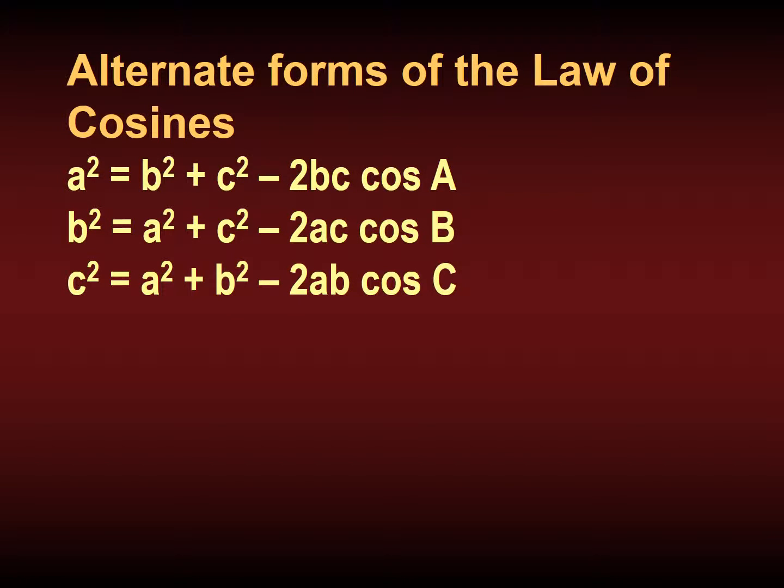There's other forms of that formula. Let's say that you don't have angle A, but you have angle B, or you have A, B, and C, but you want to find angle B, then you can use b squared equals a squared plus c squared minus 2ac times cosine B. There's also a form where you have angle C, that's c squared equals a squared plus b squared minus 2ab times cosine of C. You can see that there is a pattern that you can use to memorize these formulas.